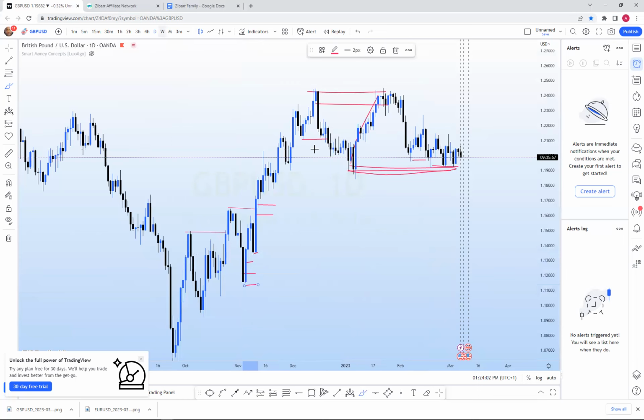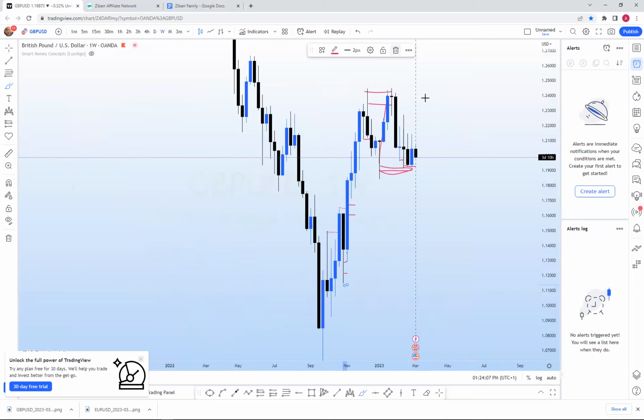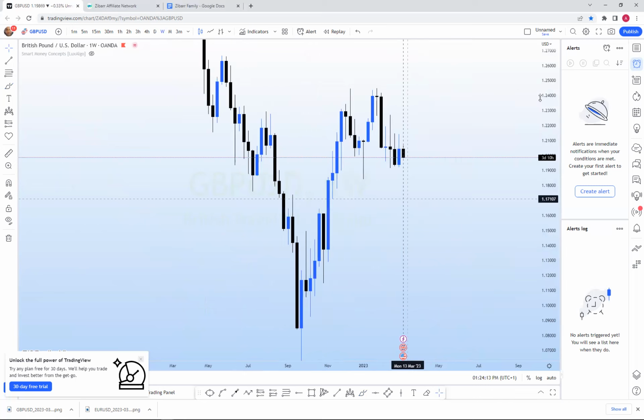If you want to look at what the weekly is saying, let's delete everything again and look at what the weekly time frame is saying. That is basically how we did it, and then we were able to catch what we caught. Now, what is the weekly time frame saying?